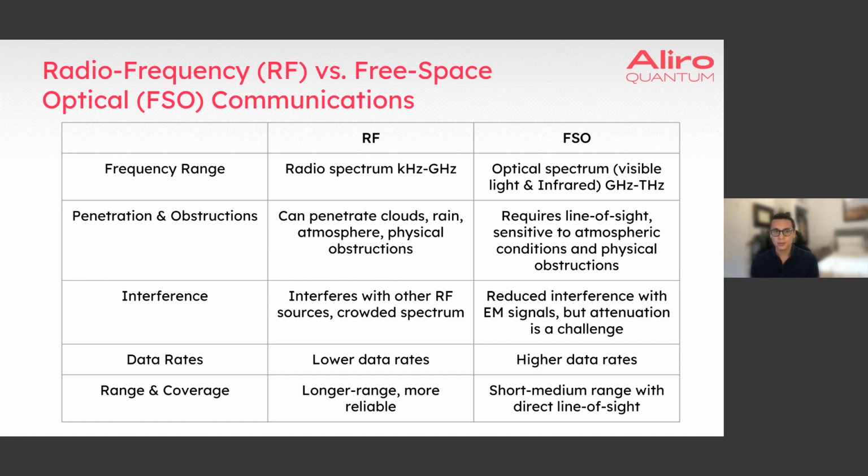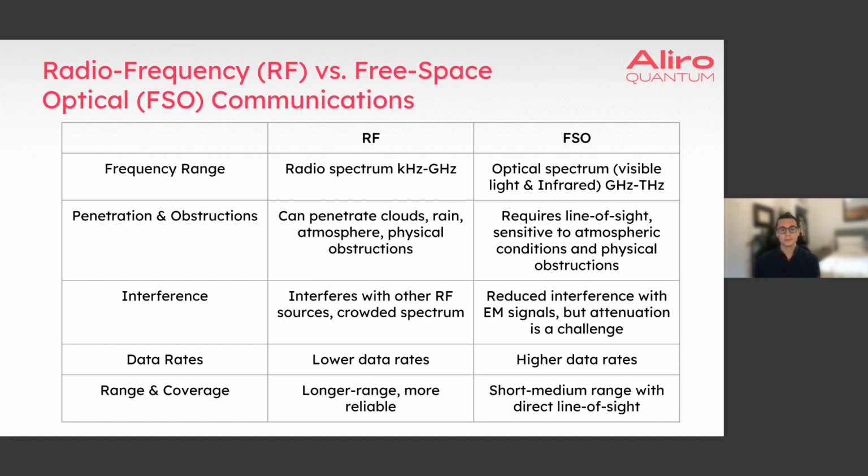The hard constraint with optical communications is that it does require line of sight between the two endpoints to communicate. So it can't pass through a wall. It is more sensitive to atmospheric conditions and physical obstructions. However, it has reduced interference with other electromagnetic signals, and we can get much higher data rates with optical communications links.